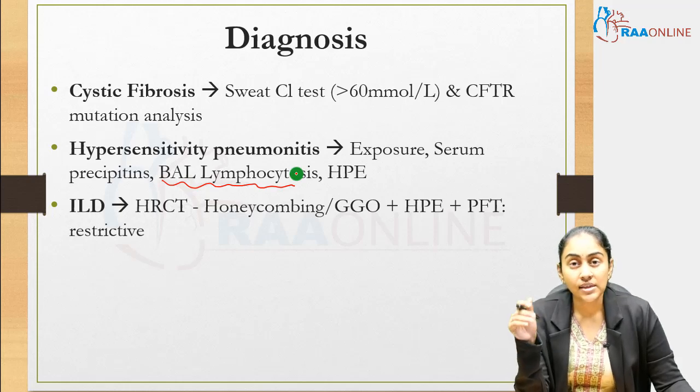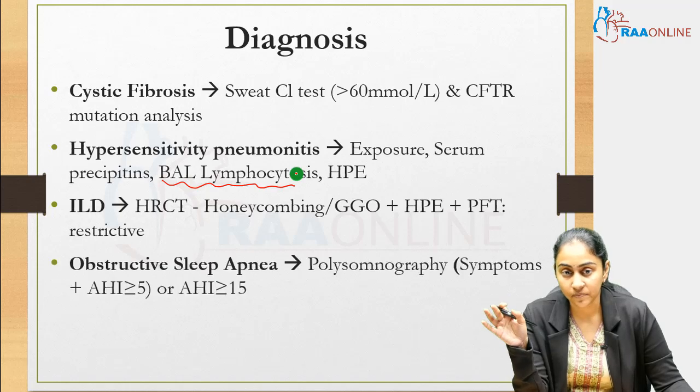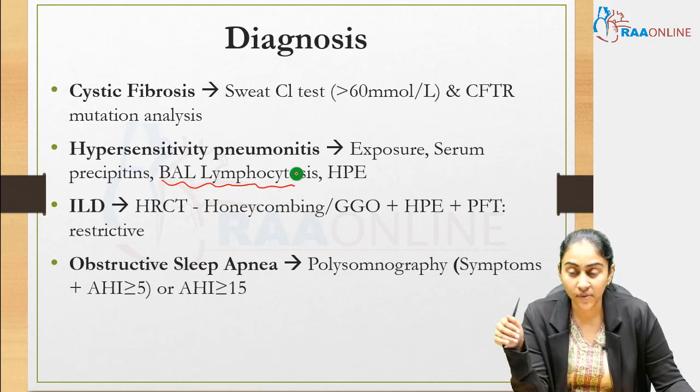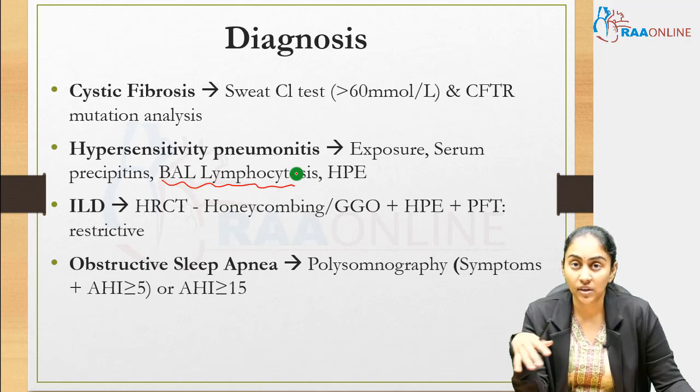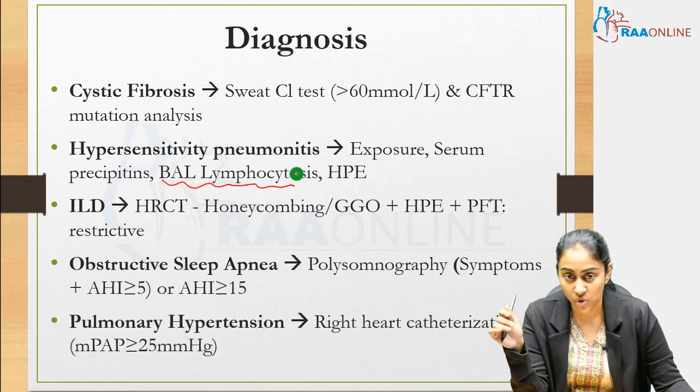Now, ILD is something that is diagnosed by a restrictive pattern on the PFT and CT showing a characteristic honeycombing and ground glass opacity pattern. Obstructive sleep apnea is diagnosed based on a sleep study, also called polysomnography. So, either the AHI will have to be more than 15 in an asymptomatic patient, or the patient should have overt symptoms suggestive of obstructive sleep apnea in the form of excessive daytime sleepiness, increased snoring and all of that, with an AHI of more than 5 tells you the patient has obstructive sleep apnea.